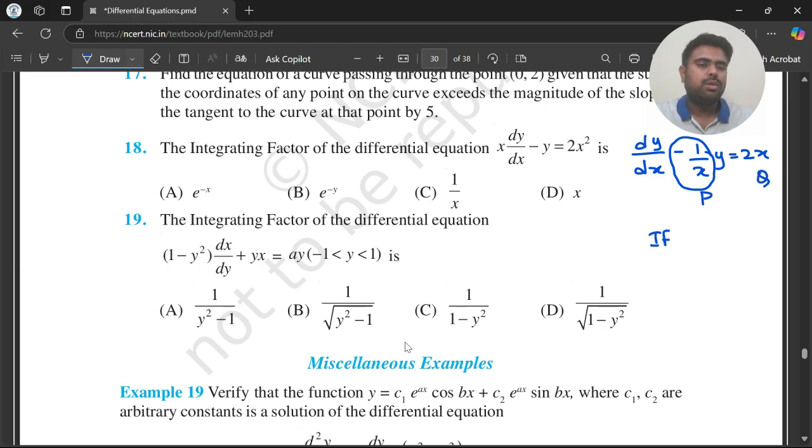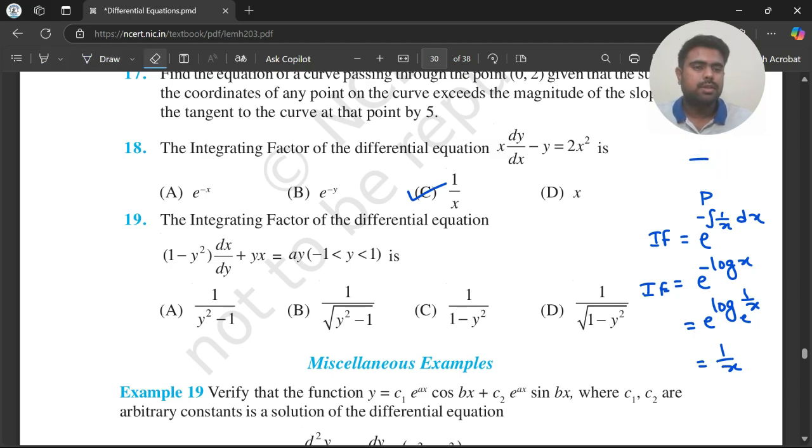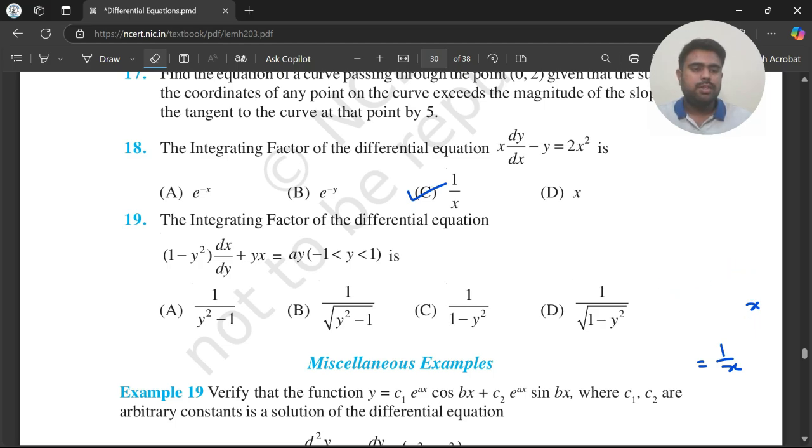For the integrating factor we need only p, right? So e raised to the integral of p, which is minus 1 by x dx, right? So integrating factor is equal to e raised to minus integral of 1 by x, which is minus log x, which is log 1 by x, and this is to the base e. e raised to log 1 by x to the base e can be written as just 1 by x. So therefore the integrating factor is 1 by x. Okay, now just erase this.